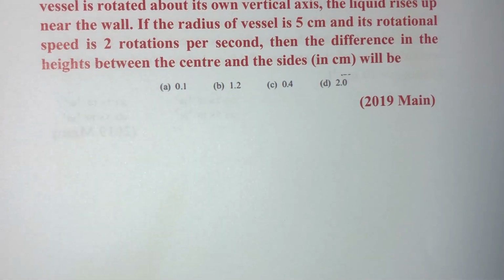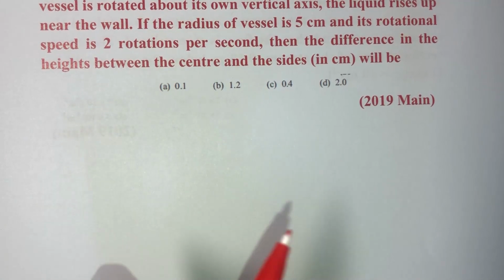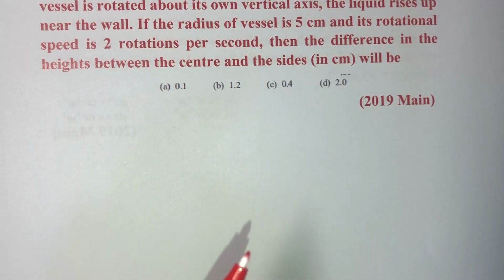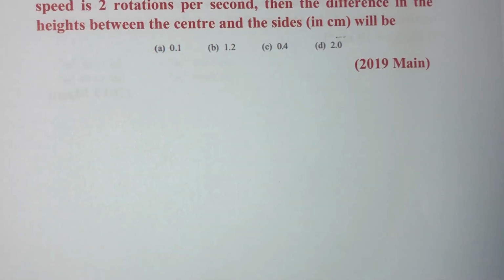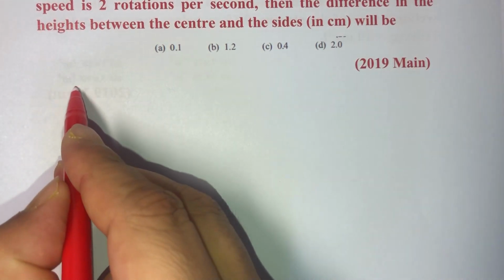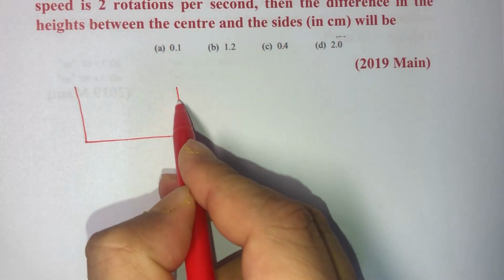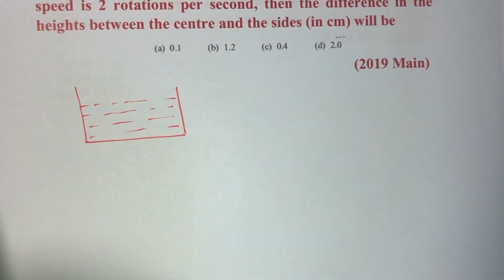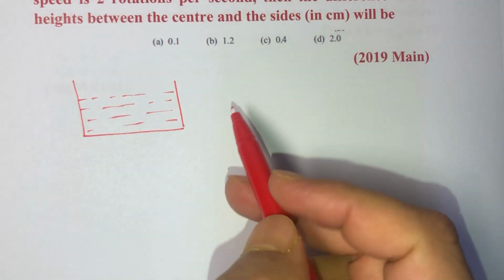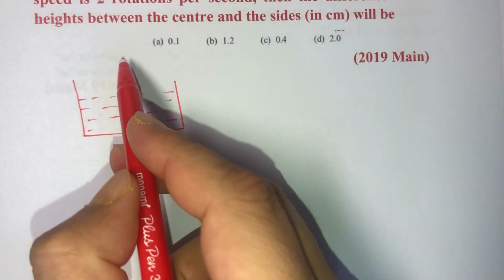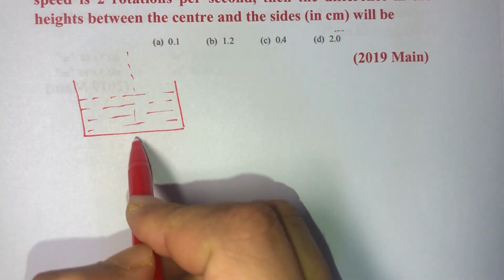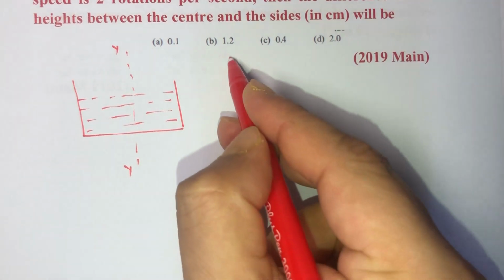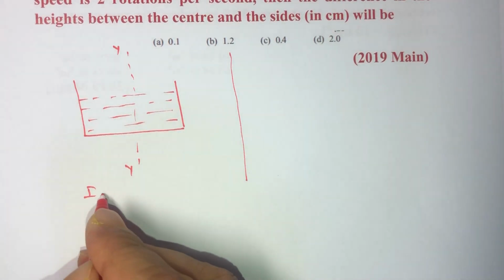So this is, you can say, a combination or balance of forces. In the initial condition, it is given that we have a container which is having some kind of liquid, and when it is rotated about its axis, something like this. Let us suppose this is the axis, y and y prime, and let us call this the initial condition.